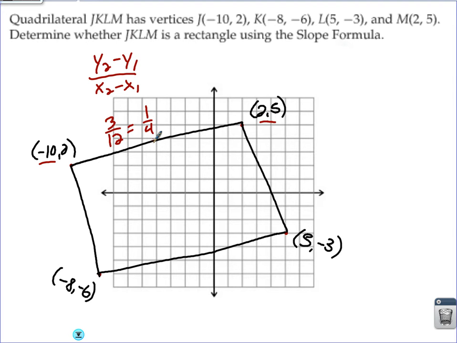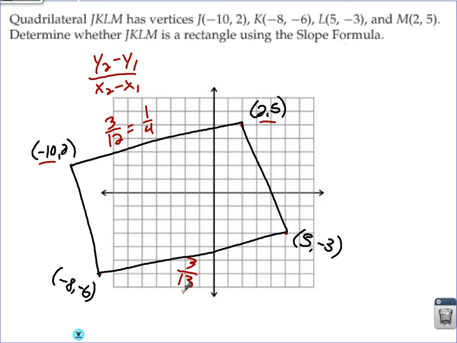Everybody good? On the bottom, Briley, help me out. Y2 minus Y1. Negative 3 minus negative 6. What do you get? 3. Good. X2 minus X1. 5 minus negative 8. What do you get there? 13. Yeah. Do we have to go any further? No. This is not a rectangle because this is not a parallelogram.